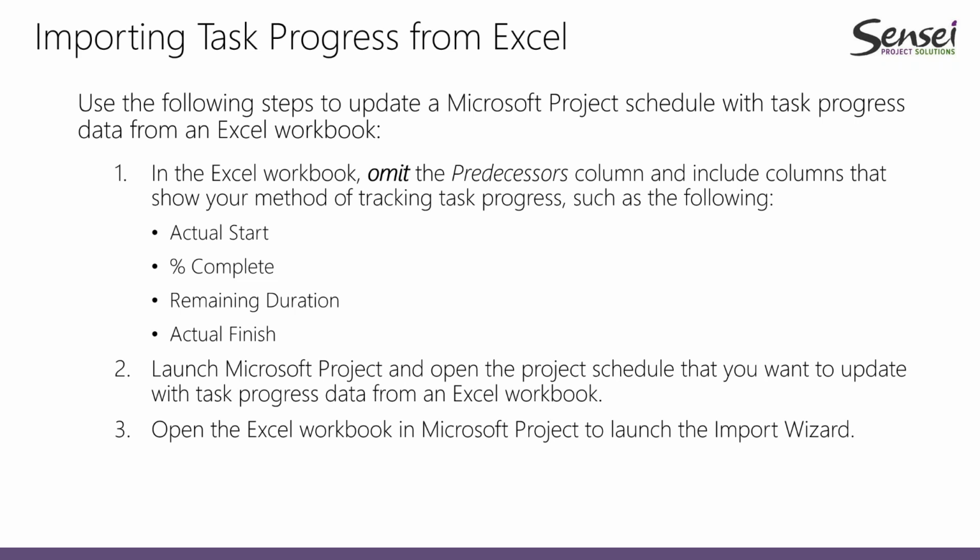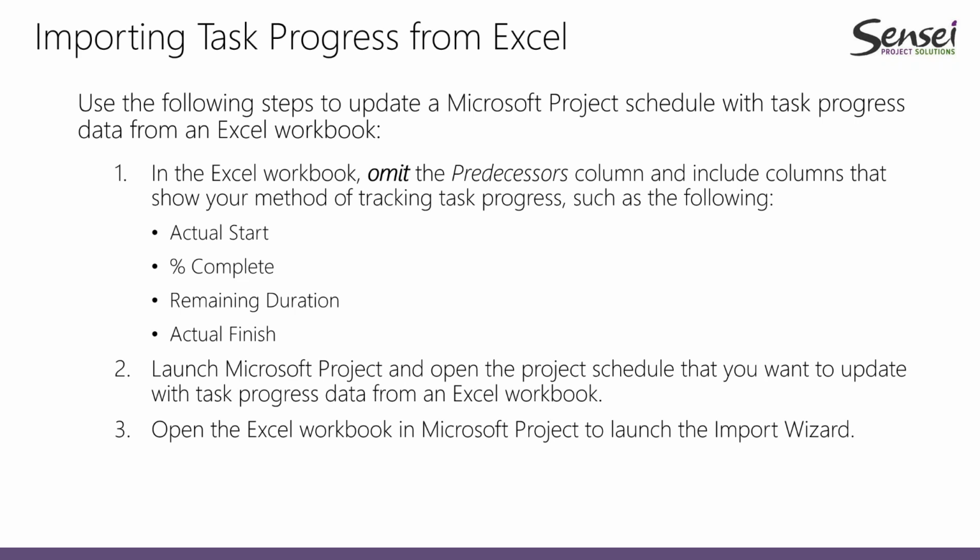And then include columns that are based on your method of tracking progress. Now, here's some of the columns you could use successfully. Actual start, percent complete, remaining duration, actual finish. Now, by the way, folks, that actually matches up with a real method of manually entering task progress in a Microsoft Excel workbook if you're entering the progress simply at the task level.